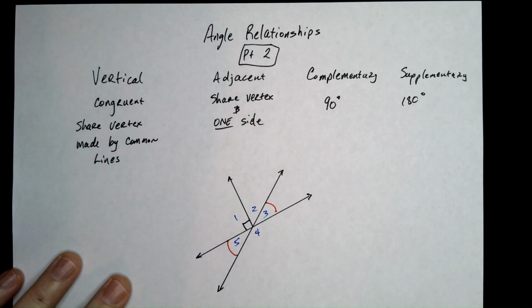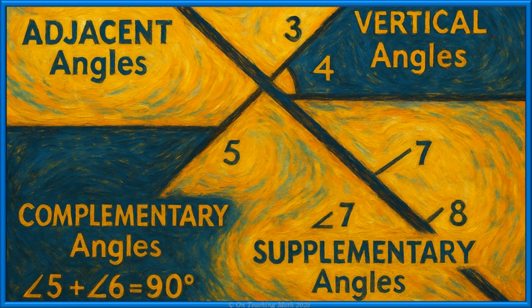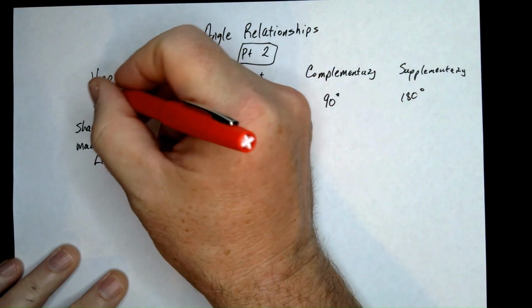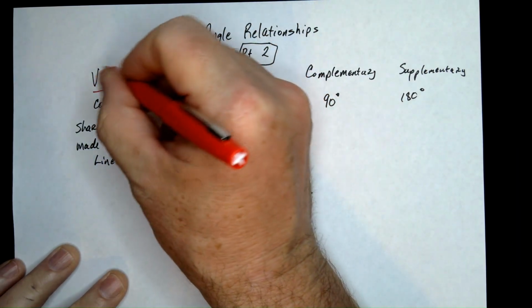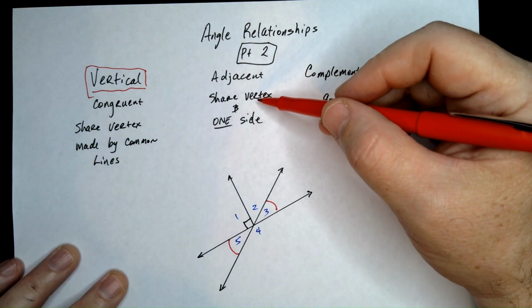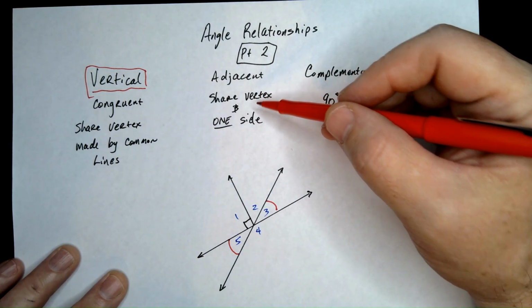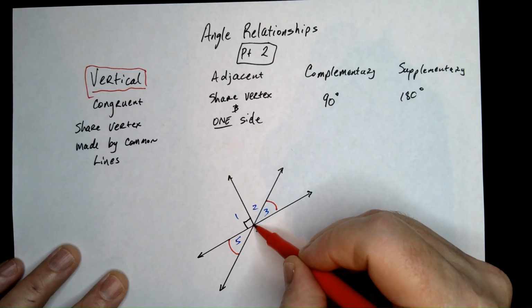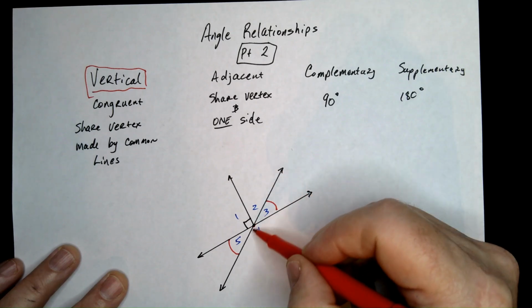All right, ladies and gentlemen, let's talk about angle relationships. This will be the second time we're discussing them. In this one, the new part are called vertical angles. We've already talked about adjacent angles. Those are angles that share a vertex and exactly one side. So like angle 2 and 3 right here, they have this vertex and they have this common side right here.